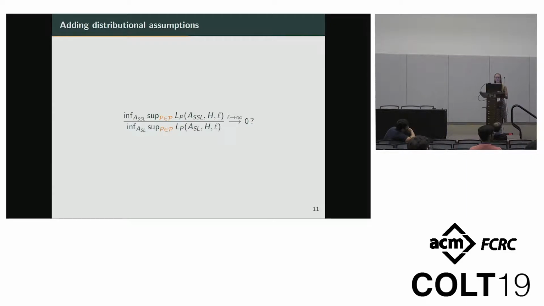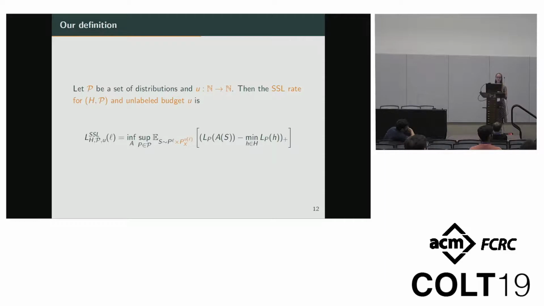And then how do we define a semi-supervised rate? We introduce some kind of unlabeled budget function U. So given a labeled sample size L, say 10, this budget function U tells us that in this setting we would assume to have, say, 100 unlabeled examples, and so on.